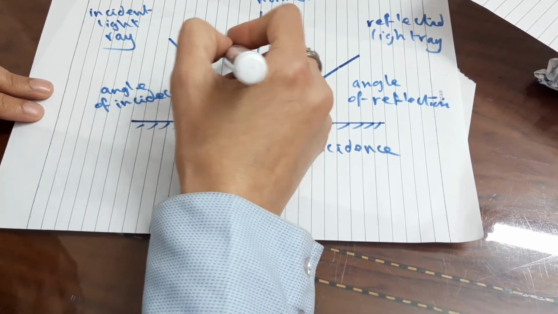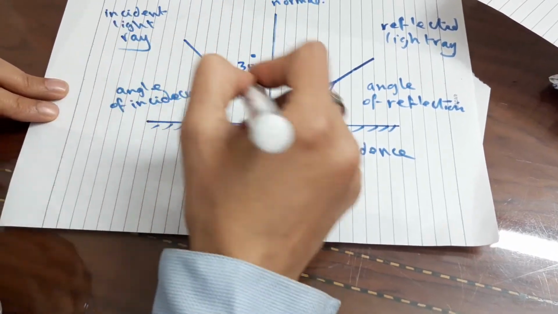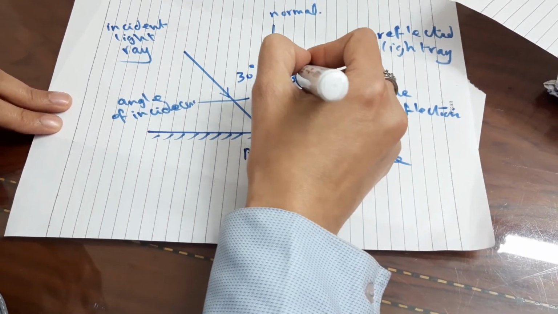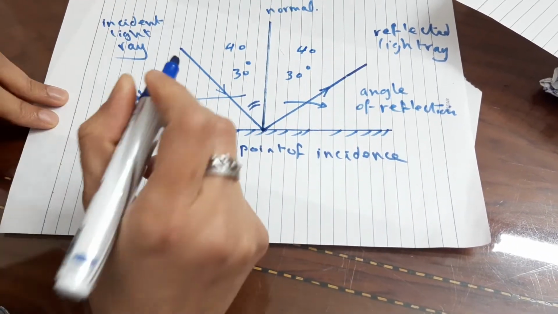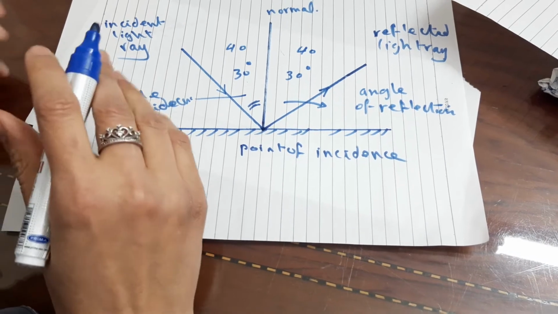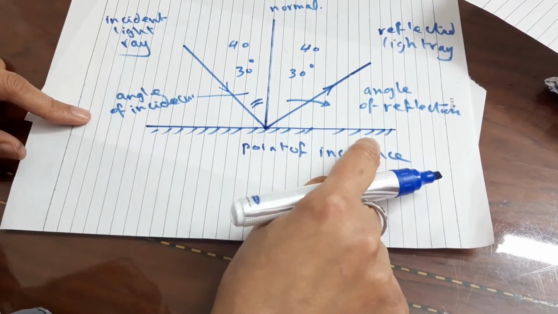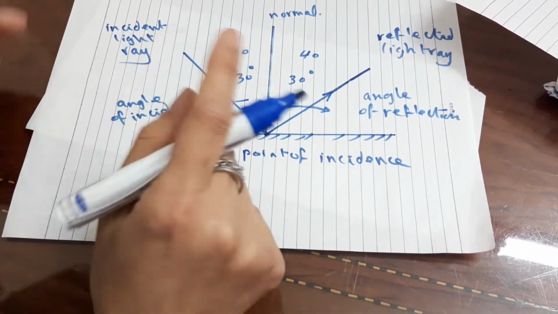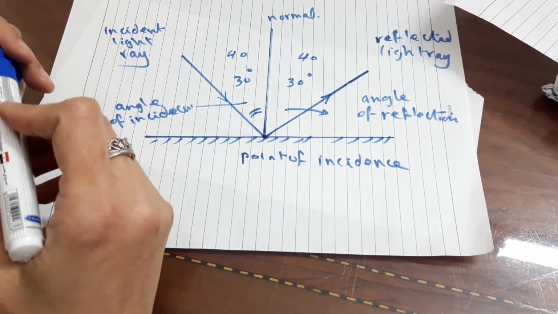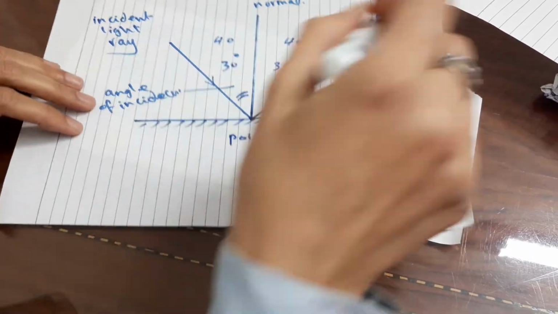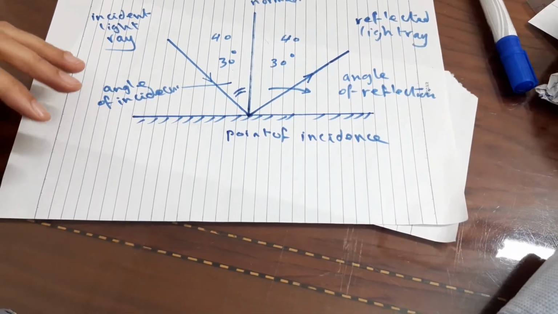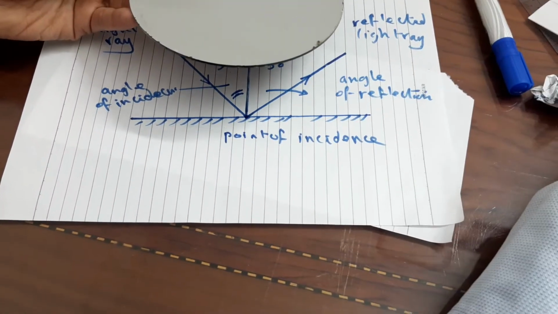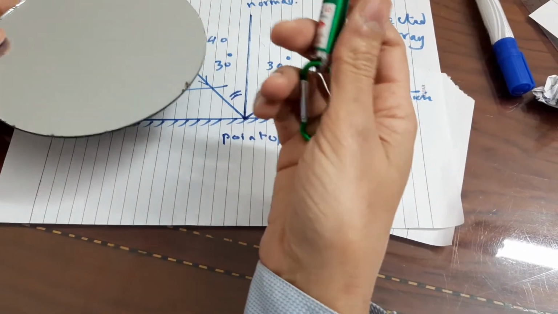If I suppose this angle is 30 degrees, the angle of reflection will also be 30. If it is 40, it will be 40. You notice that when the angle of incidence changes, the angle of reflection also changes, and both of them are equal to each other. In order to identify this phenomenon practically, you can do this at home by using a plain mirror and a laser pen.